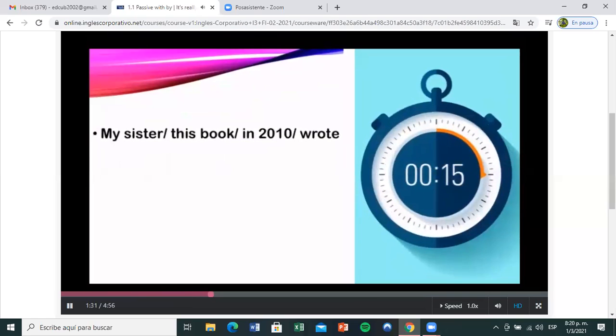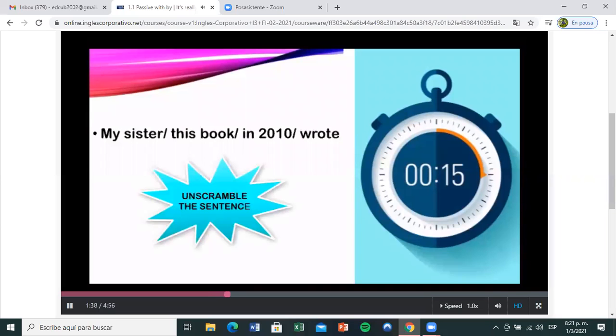I have this scrambled sentence for you. My sister, this book, in 2010, wrote. Can you try to unscramble the sentence and make sense of it? I will give you 15 seconds.